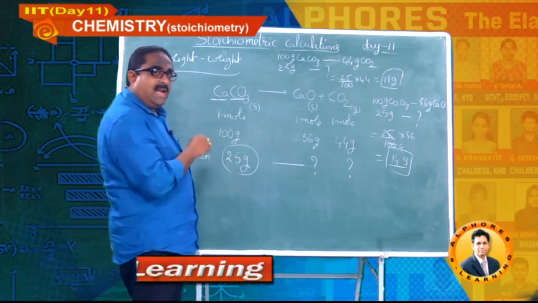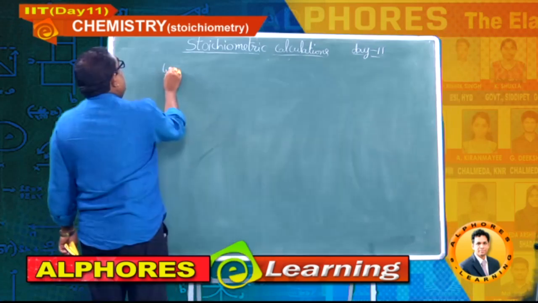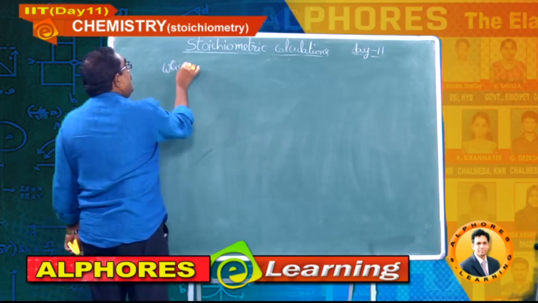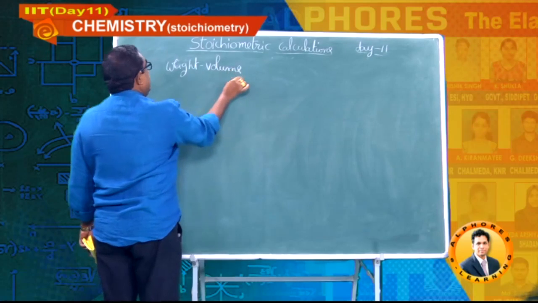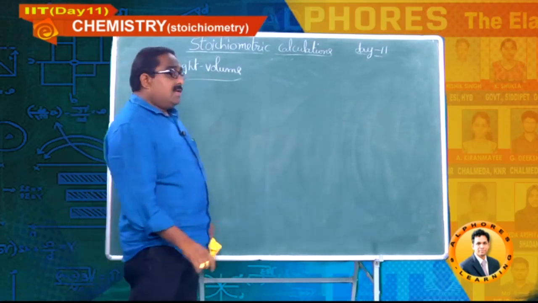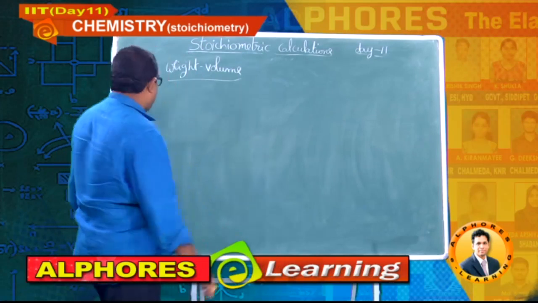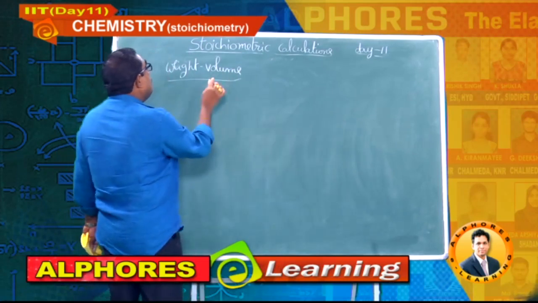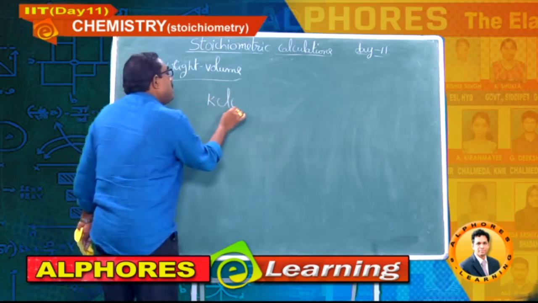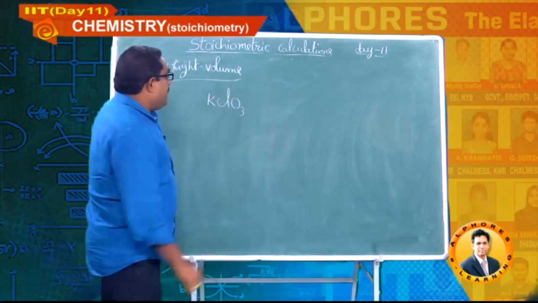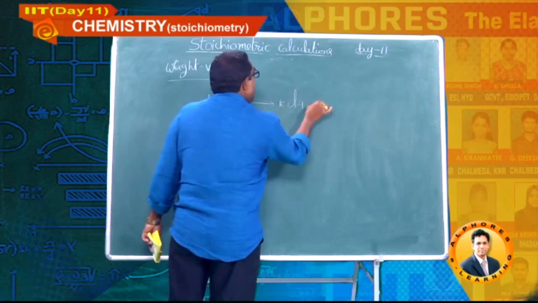Please note down, students. Then I will go for weight volume calculations. Okay. Let me go for weight volume calculations. How the questions we are going to get based on this weight volume relationship. Okay. I am going to use a different equation. I am going to take potassium chlorate, which on decomposition gives potassium chloride and oxygen.